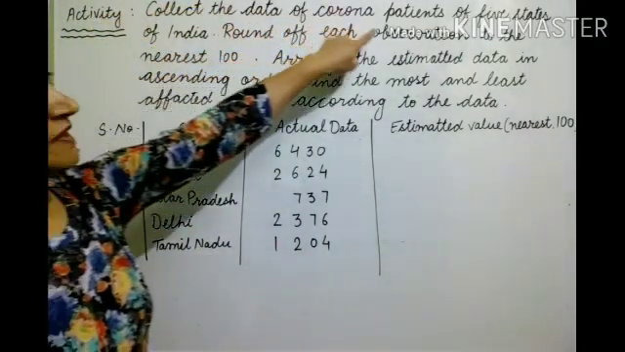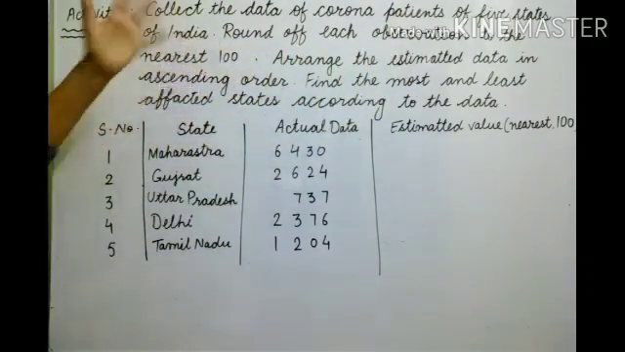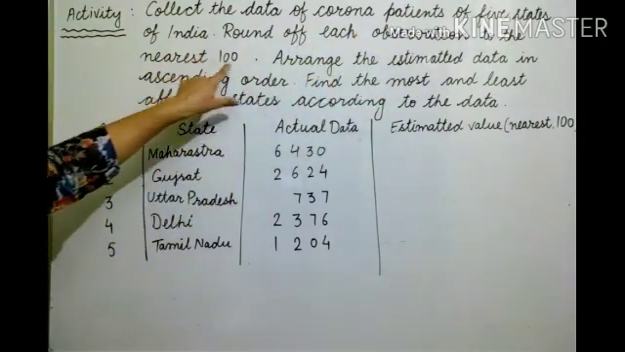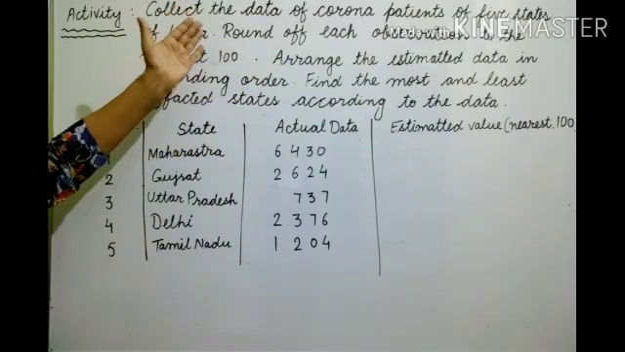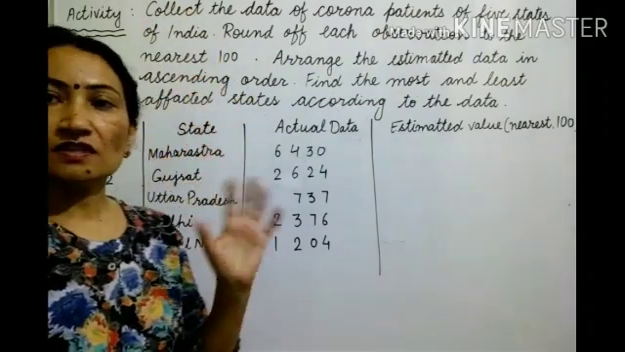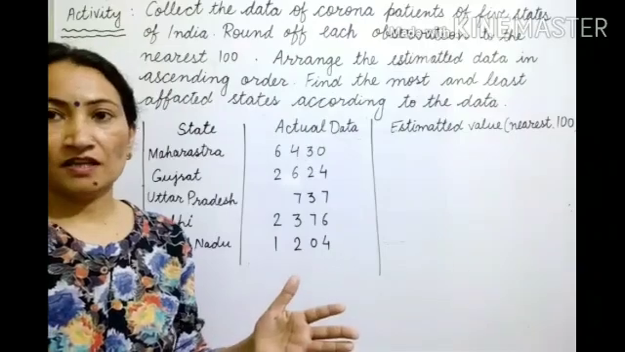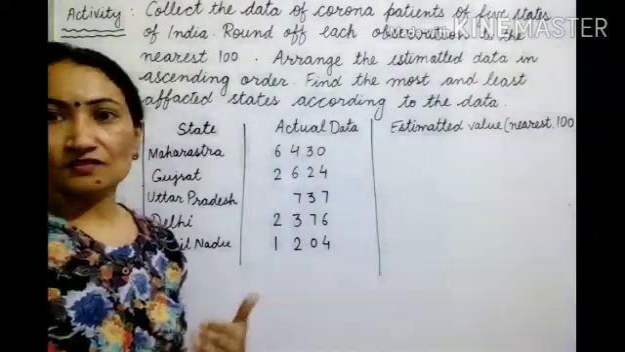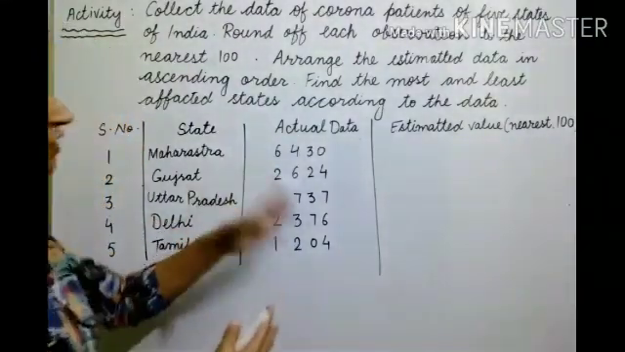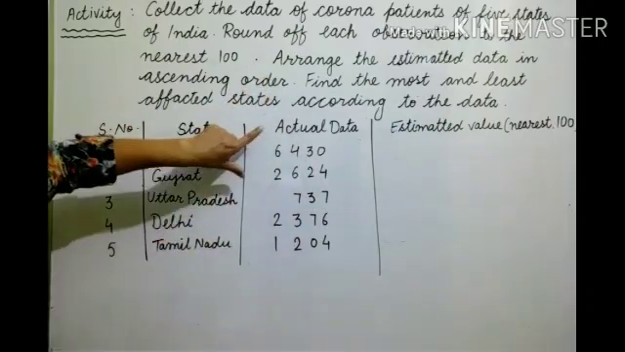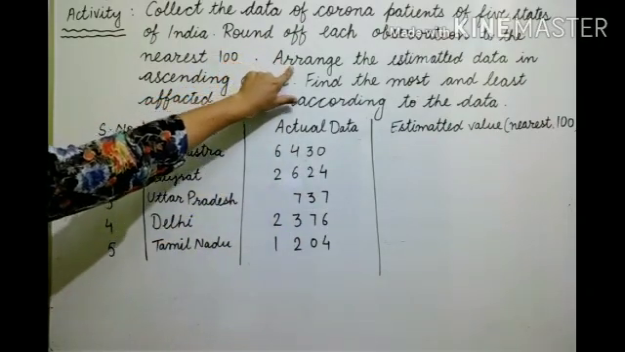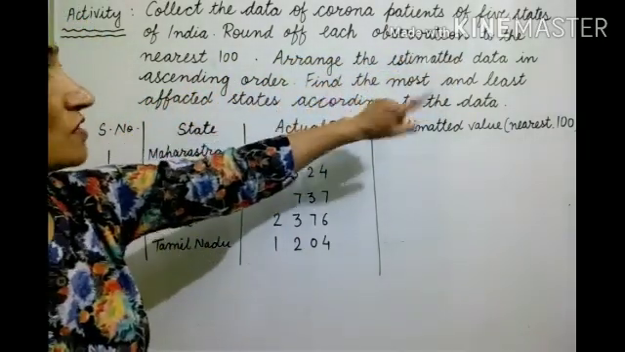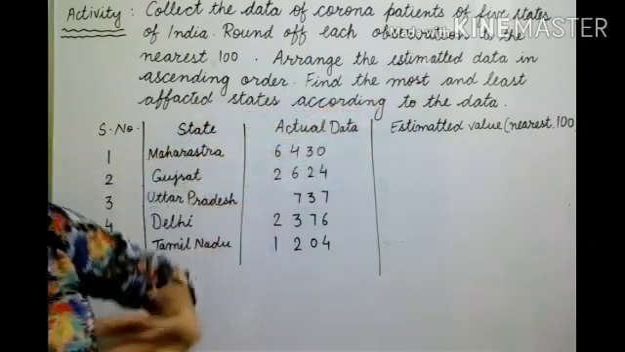Collect the data of corona patients of 5 states of India. Any state we can take. Round off each observation to the nearest 100. That means we will write the actual number of patients in different states, then we will round off. We are connecting our maths, how we can collect data and how we can frame questions by using these data. Arrange the estimated data in ascending order. Find the most and least affected states according to data.